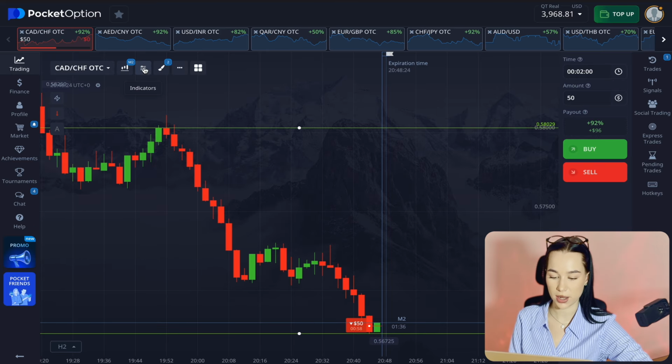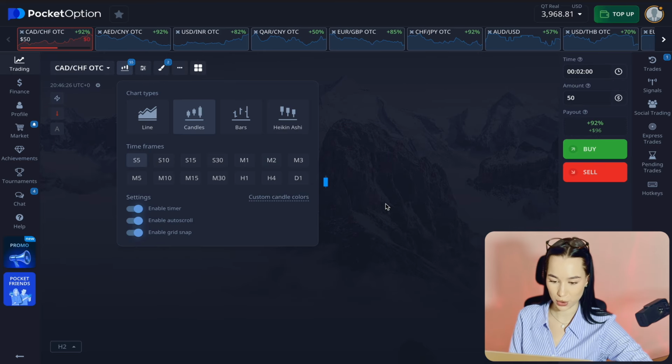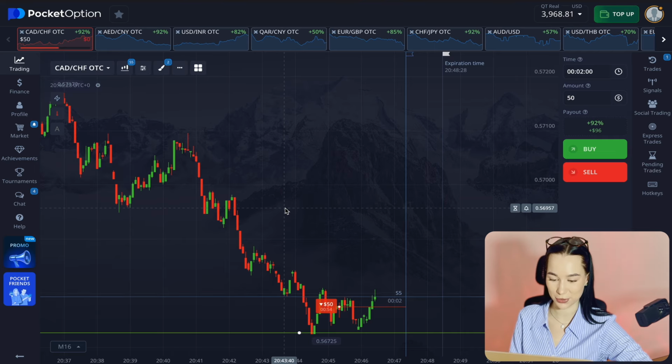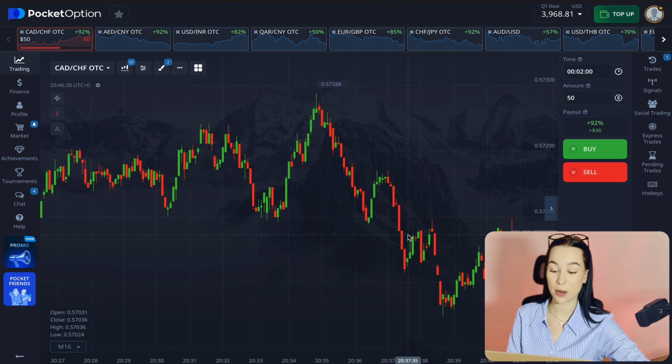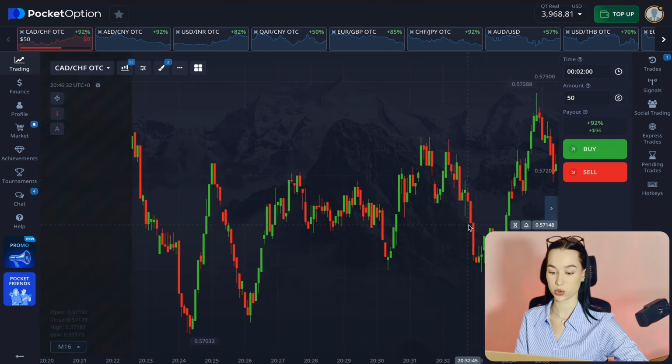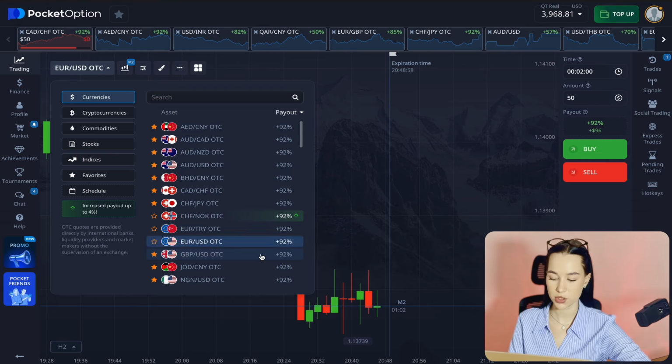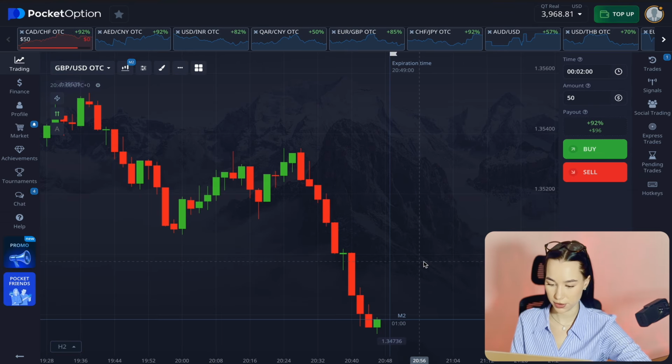For example, I just drew the support and resistance levels, and look, we cannot even see the resistance level for now. Oh my god. So you can see how many candles we had in just a short time. So let's find another currency pair.